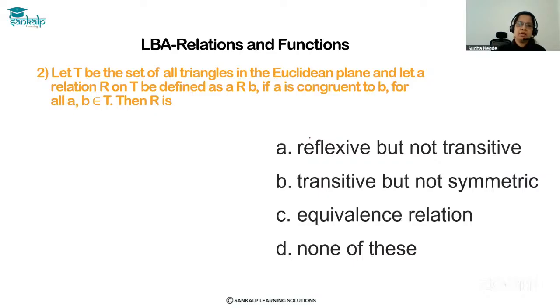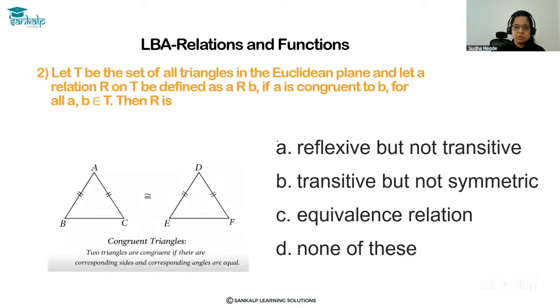Let us take the second question. Let T be the set of all triangles in the Euclidean plane and let a relation R on T be defined as A R B if A is congruent to B for all A, B belonging to T. Then R is: A, reflexive but not transitive; B, transitive but not symmetric; C, equivalence relation; D, none of these.